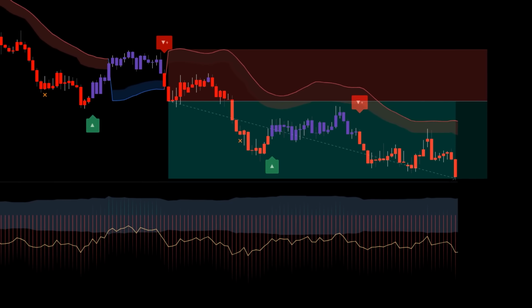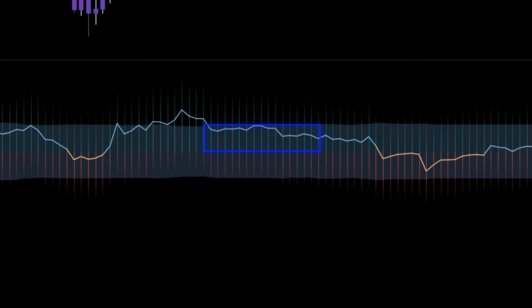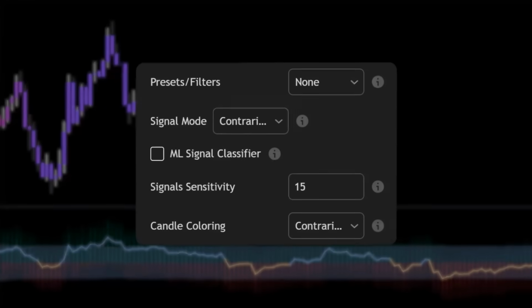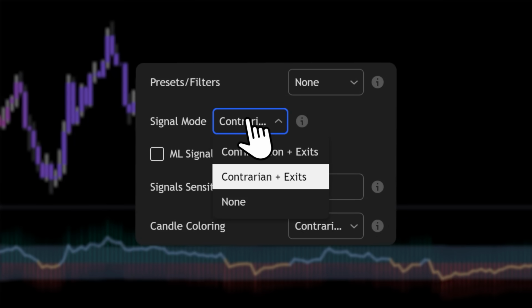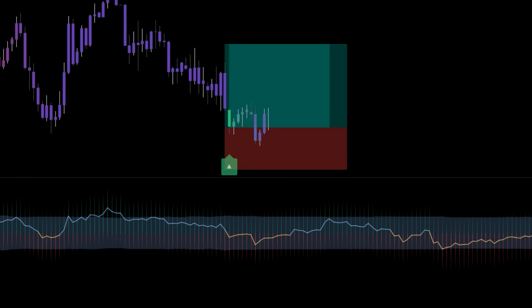That was an example of how the oscillator filters entries in a trending market. But unlike a standard Supertrend, the Polyfactor Supertrend also excels in ranging conditions. In this scenario, notice how the consensus line is trapped within the standard deviation zone, a clear signal that the market is consolidating. In these conditions, we switch the signals and overlays algorithm to Contrarian Mode. This allows us to target reversals rather than trend continuations.